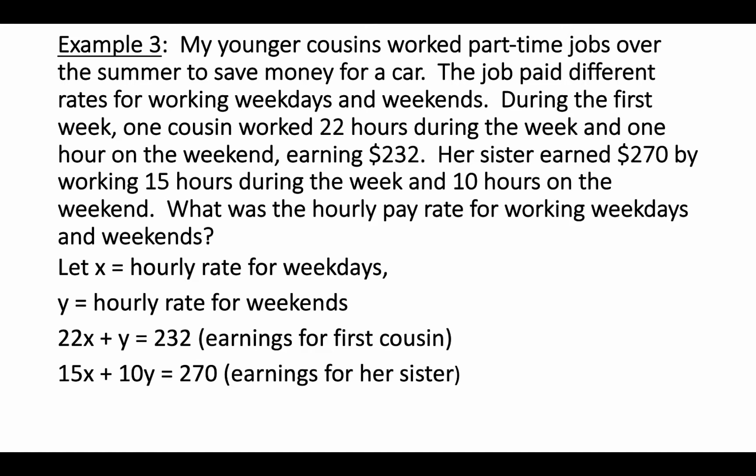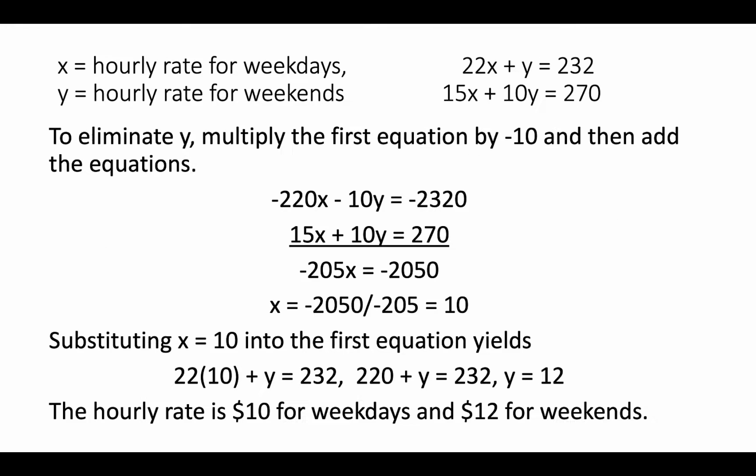So our variables will be what we're trying to find out. X is the hourly rate for weekdays, and y is the hourly rate for weekends. The first cousin worked 22 hours on weekdays and 1 hour on the weekend, so her total pay was 22x plus y, which is 232. The second cousin worked 15 hours during the week and 10 hours on the weekend, so her total pay was 15x plus 10y, which is equal to 270. This gives us our system of equations.